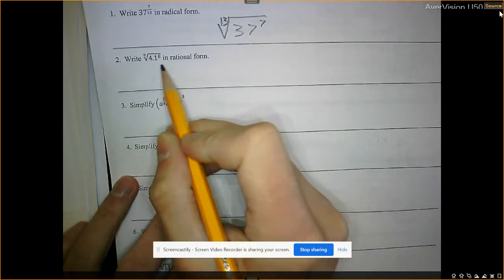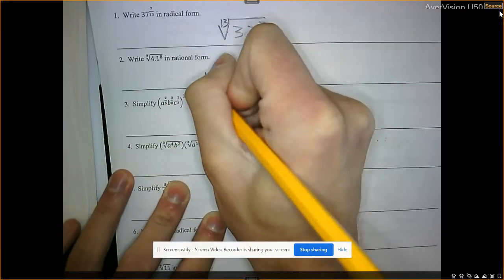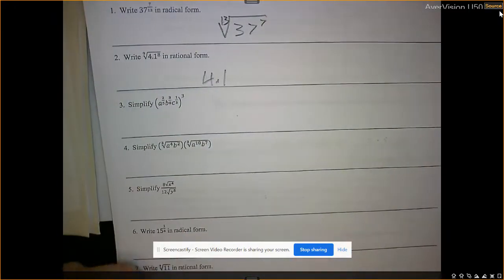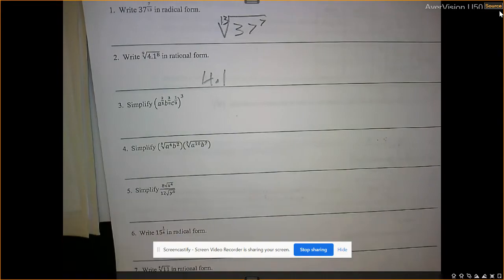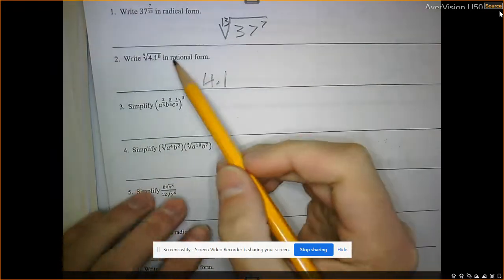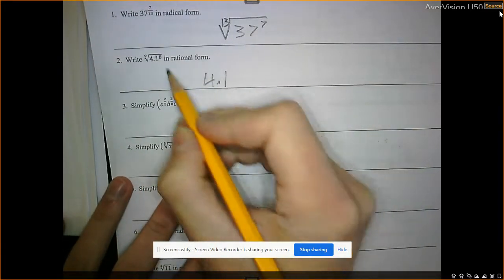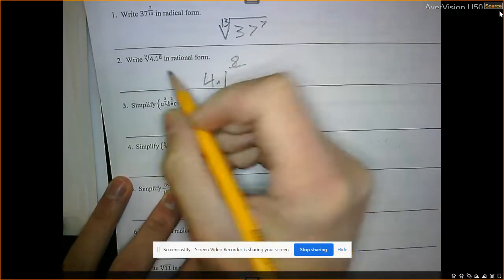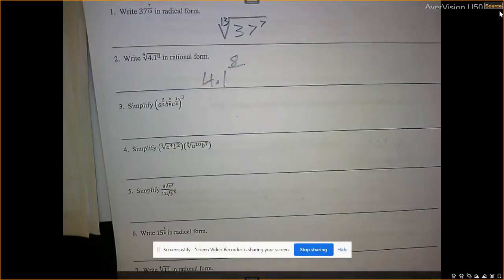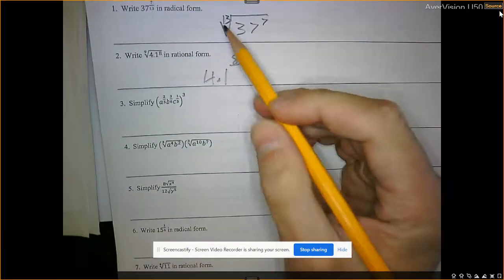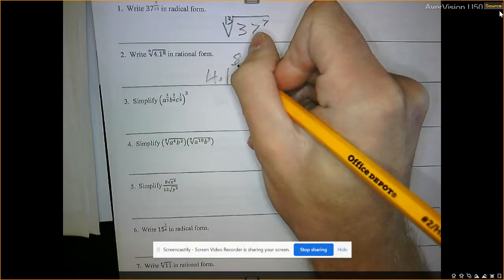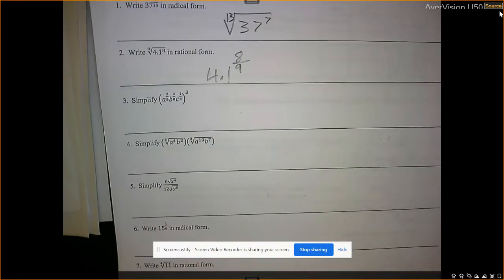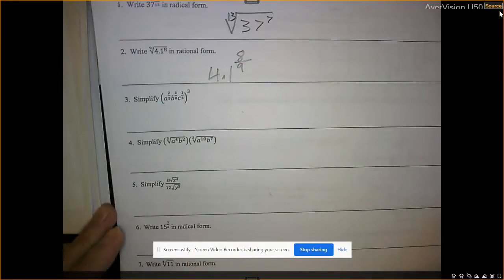Now doing the opposite, writing it in rational form, means we need to write our base to a fractional exponent. Again, the exponent in our radical form is our numerator, and our root is our denominator. So 4 to the 8/9.